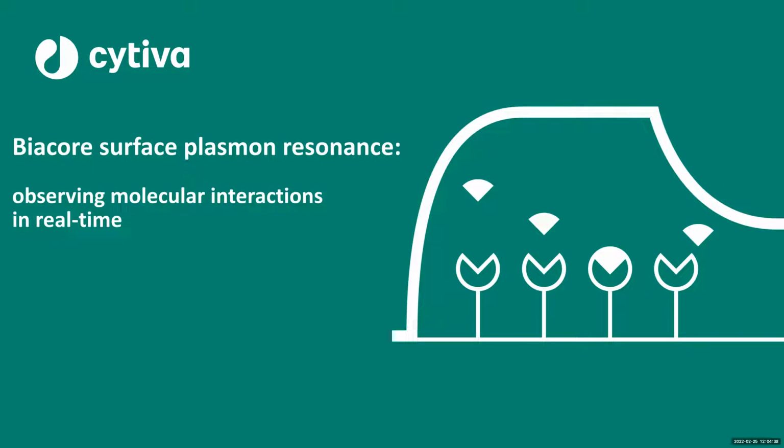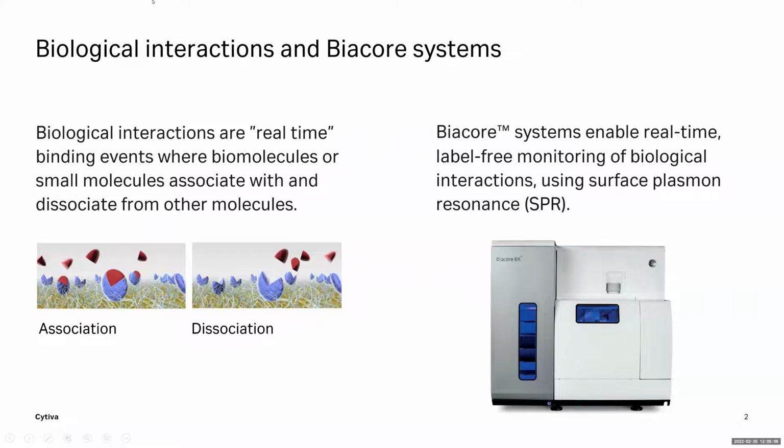Okay, so today we'll talk about Biacore surface plasmon resonance instruments and what they allow you to do, which is essentially to observe molecular interactions in real time. So we'll start with laying some definitions out, setting the ground, as it were, for this talk. For purposes of today's seminar, we're going to consider biological interactions as real-time binding events where biomolecules, which could include small molecules, associate with and dissociate from other molecules. And Biacore instruments allow you to measure these interactions in real time without use of labels, using the phenomenon known as surface plasmon resonance, or SPR for short.